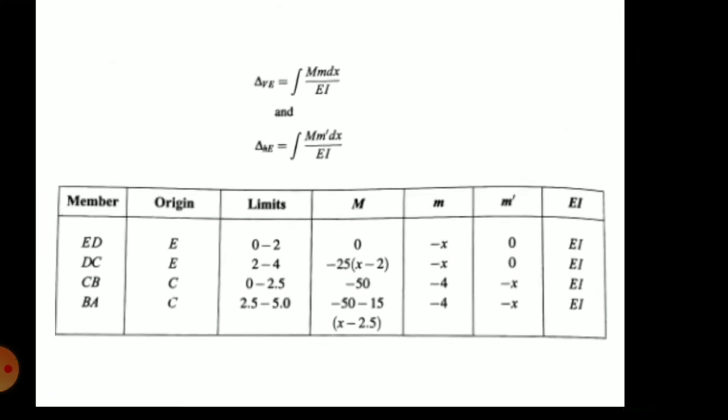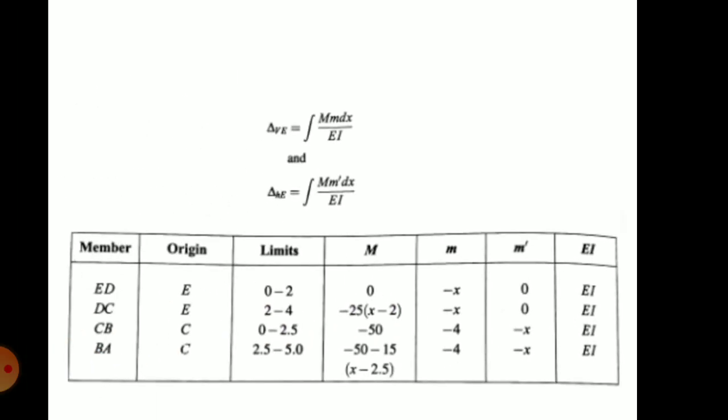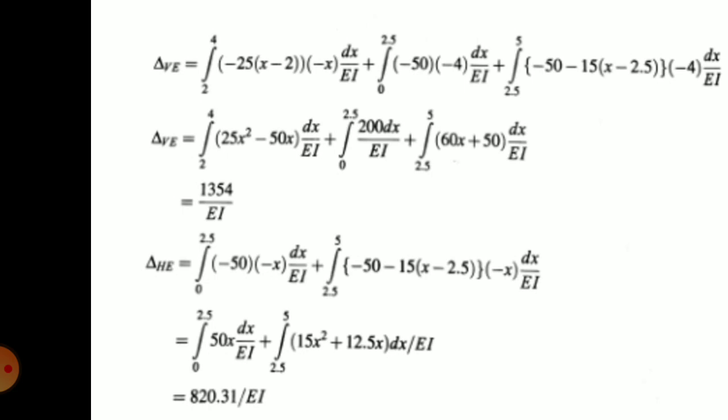So on simplification, we integrate between 0 to 2, 2 to 4, 0 to 2.5, and 2.5 to 5. So the vertical deflection will be 1354 divided by EI, and horizontal deflection will be 820.31 divided by EI. Thank you.